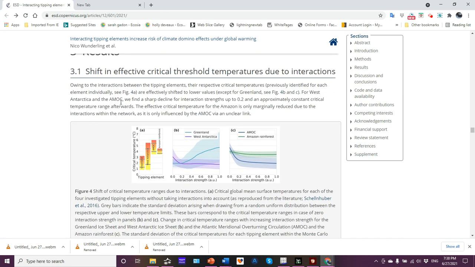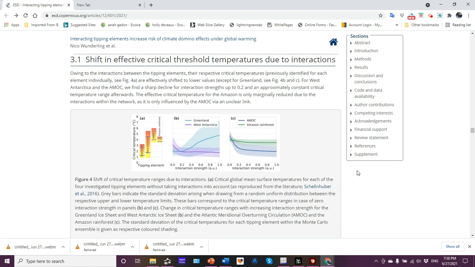That's this panel and that panel. For West Antarctica and AMOC, we find a sharp decline for interaction strength up to 0.2 and an approximately constant critical temperature range afterwards. The effective critical temperature for the Amazon is only marginally reduced due to the interactions within the network, as it is only influenced by AMOC via an unclear link.